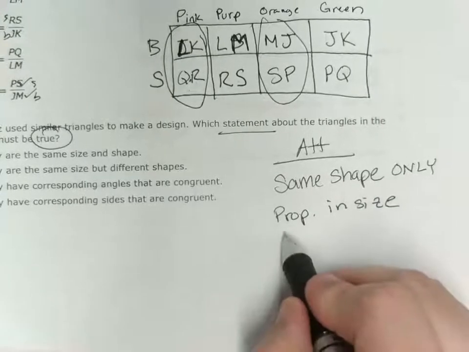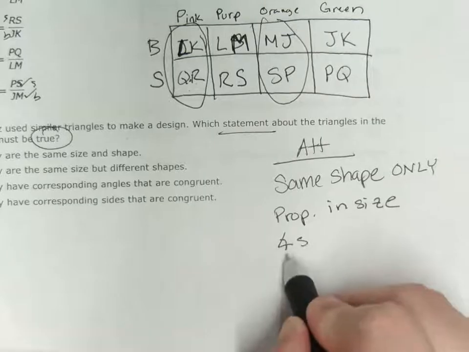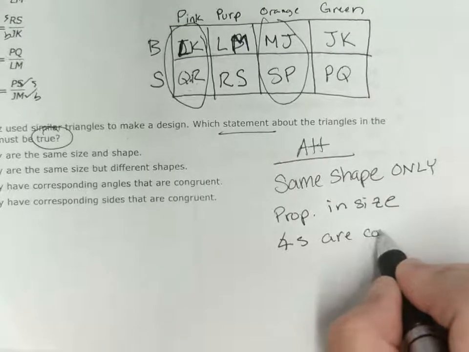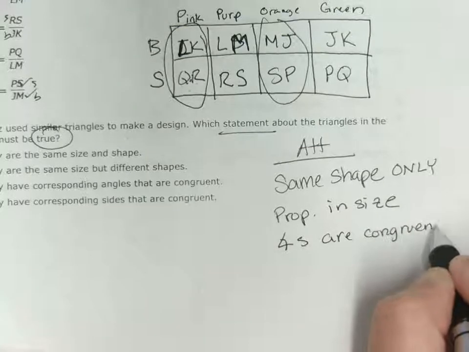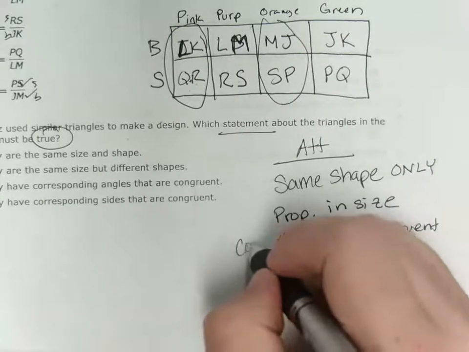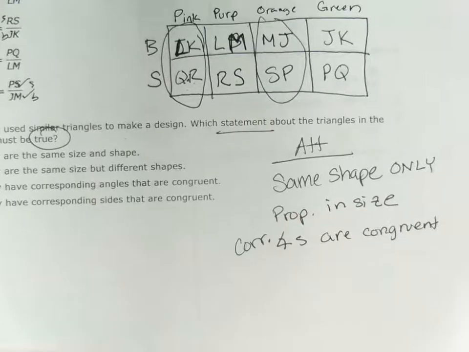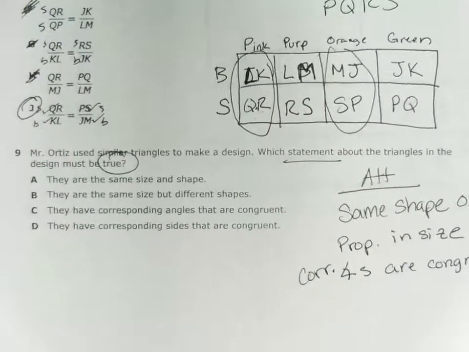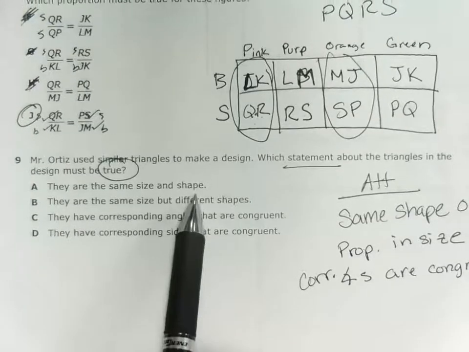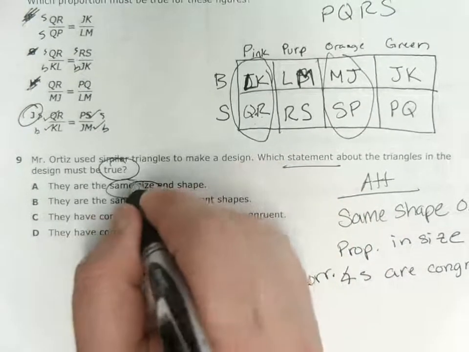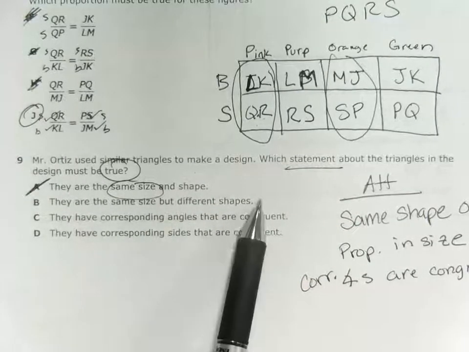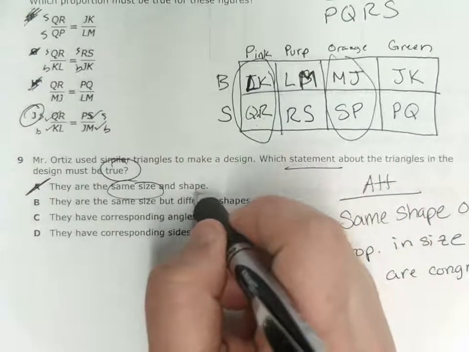And our angles, that's the symbol for angles, guys. Our angles are congruent. But not just angles, the corresponding angles, okay? That means if they're on the same side, they're the same. The angles are the same. They are the same size and shape. That's not true because it says same size, and they are not the same size for similar figures.